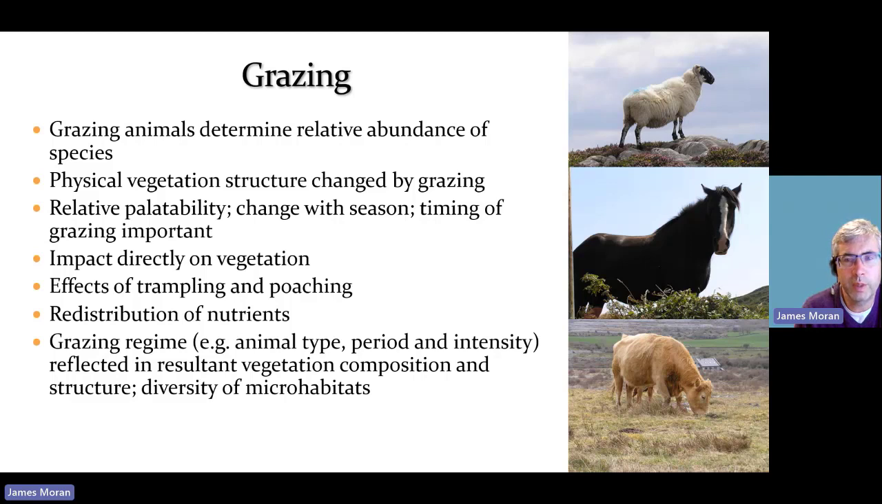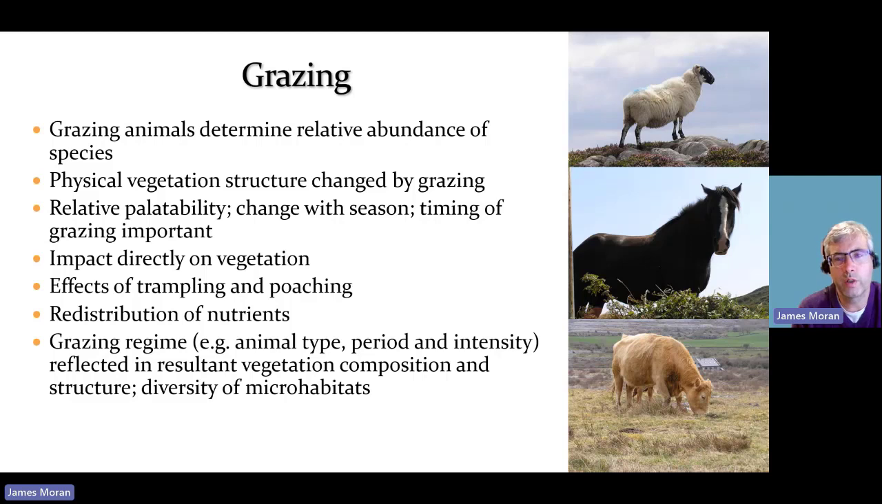Relative palatability of species also changes with season, so the timing of grazing is a major influencing factor on the degree of vegetation utilization or removal resultant from grazing. Grazing animals also indirectly influence habitat condition through the effects of trampling and poaching, which has a particular influence on microhabitat for invertebrates and in turn the species that feed on them. Grazing animals also have an important role in redistribution of nutrients within the ecosystem.